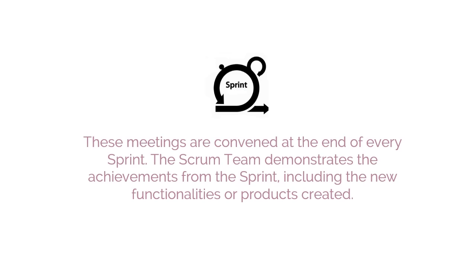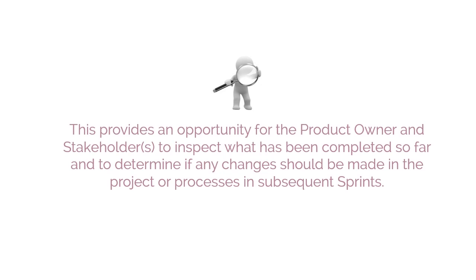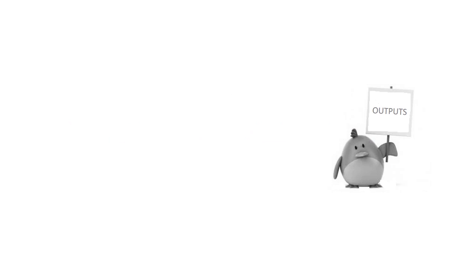These meetings are convened at the end of every sprint. The Scrum team demonstrates the achievements from the sprint, including the new functionalities or products created. This provides an opportunity for the product owner and stakeholders to inspect what has been completed so far and to determine if any changes should be made in the project or processes in subsequent sprints. Well, it's time to see the outputs of the process. The main output generated is the accepted deliverables.